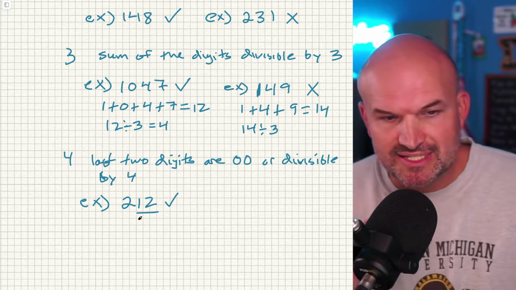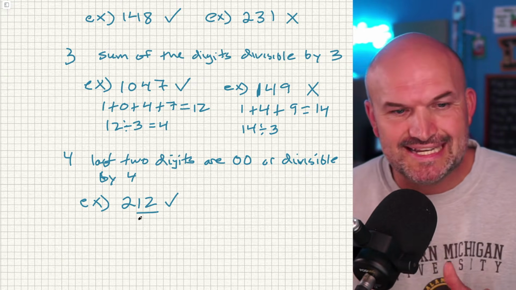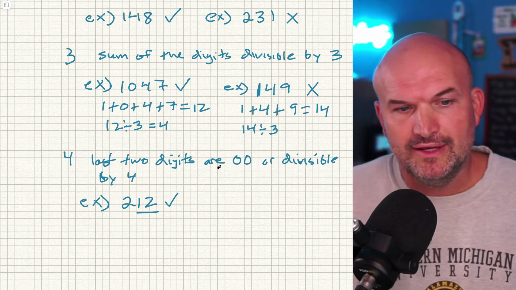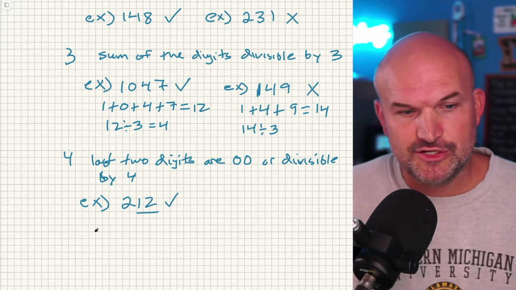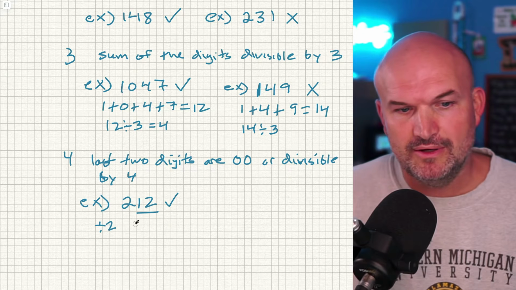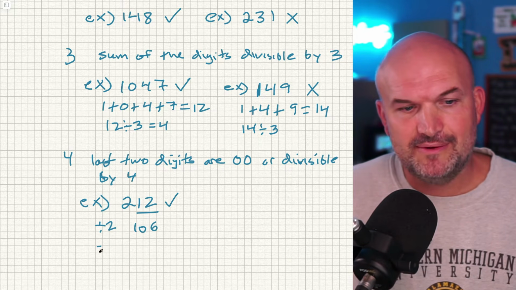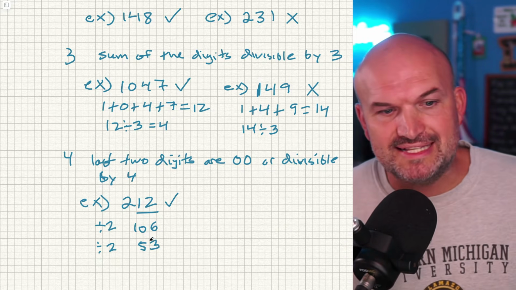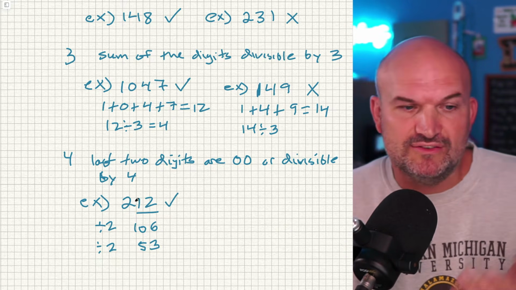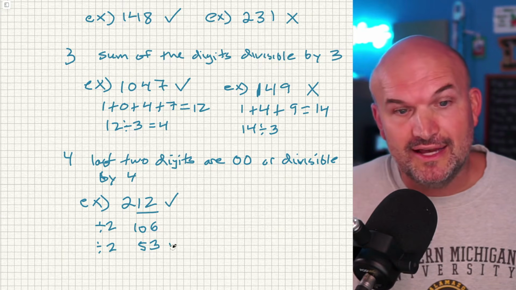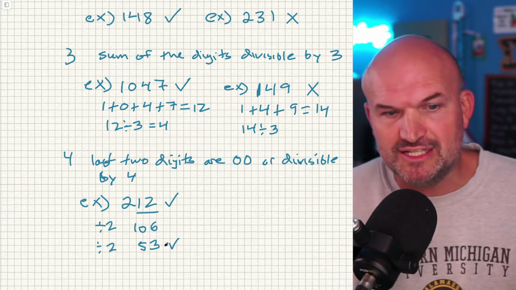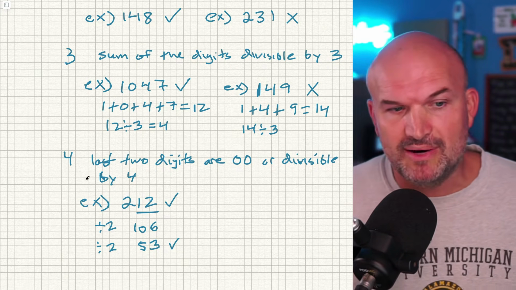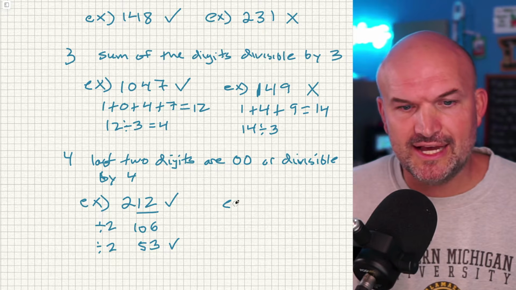But let's use this divisibility idea just so we can understand exactly dividing by 4. I could divide this number by 2, right? So if I divided by 2, I would get 106. And if I divide by 2 one more time, I would get 53. This is important because that's actually the answer. 212 divided by 4 is 53, so that will give you the quotient if you were to divide 212 by 4.